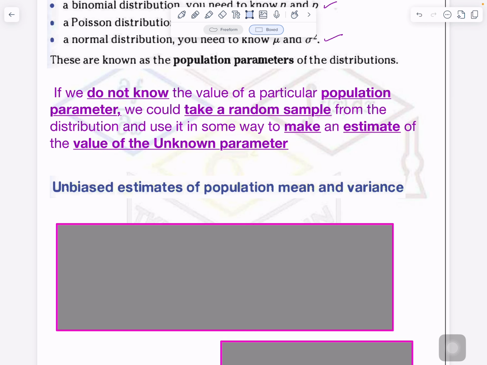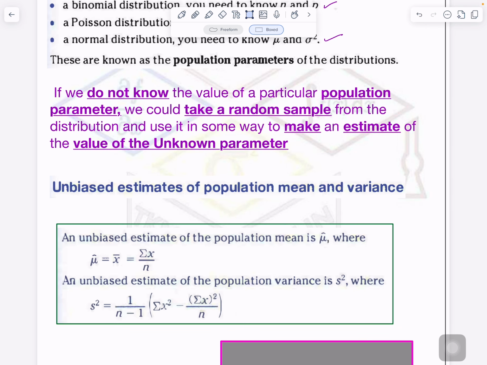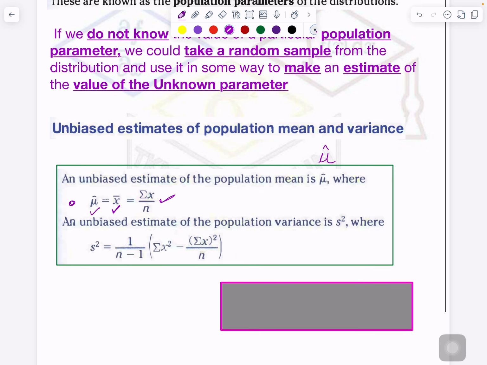So what is the symbol for that? That is also very important. See here. The first one is for population mean, which is mentioned as mu with a hat on top of it. That shows the unbiased estimate of the population mean. I'm repeating: you don't know the mean of the population, so you're finding it out with the help of a sample. Here it is written sigma x over n; either it is population mean or it is unbiased estimate, it is the same. Whereas in variance, it is not the same.